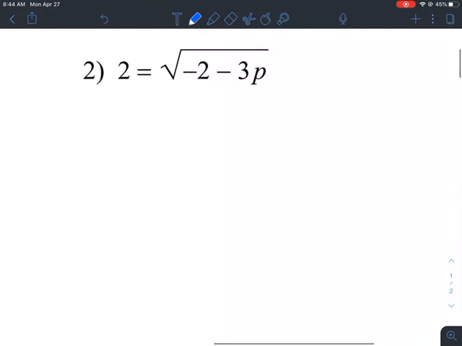So with this one, only one side is squared. Sorry, my nose is stuffy.